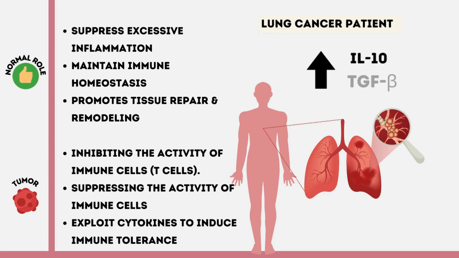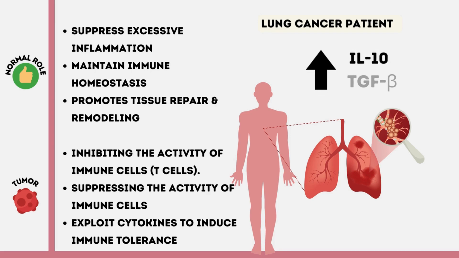However, in the presence of tumors, the levels and activities of interleukin-10, IL-10, can be altered. Tumors often exploit IL-10 to create an immunosuppressive microenvironment by inhibiting the activity of immune cells, particularly T cells, which play a crucial role in recognizing and eliminating cancer cells, thus aiding the tumors in evading the immune system. IL-10 acts by suppressing the activity of immune cells, such as cytotoxic T cells and natural killer cells. This inhibition hinders the body's ability to mount an effective immune response against the tumor.